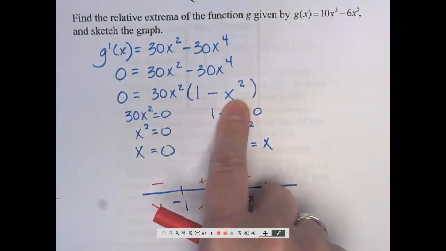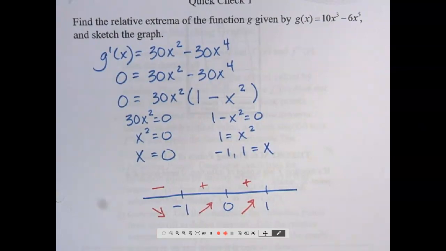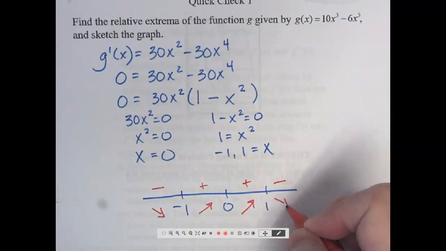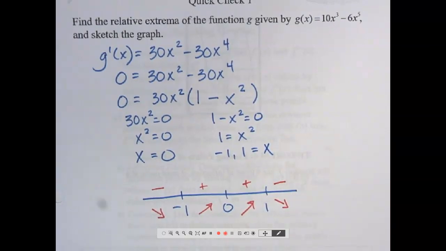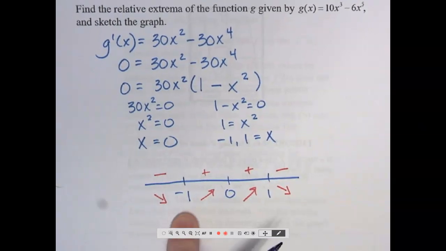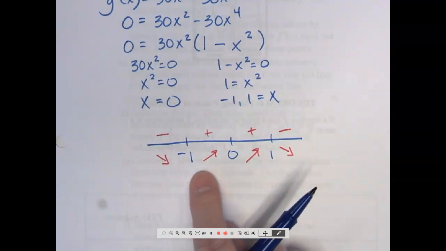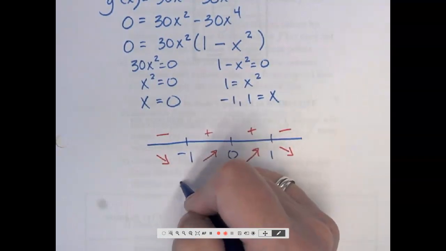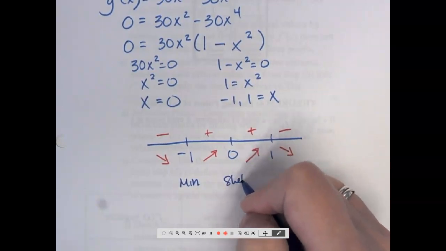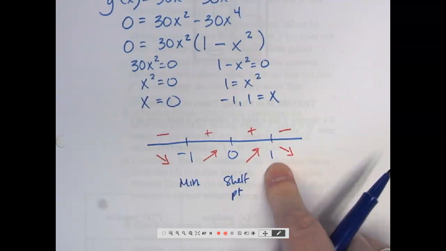Okay, let's go ahead and do two. Sub two into here, or the original derivative form, and what do we get? Negative. Decreasing. Okay, so that tells me that this is a what at negative one? Follow the flow of the graph. It's a minimum, isn't it? This was our shelf point. And this is a maximum.